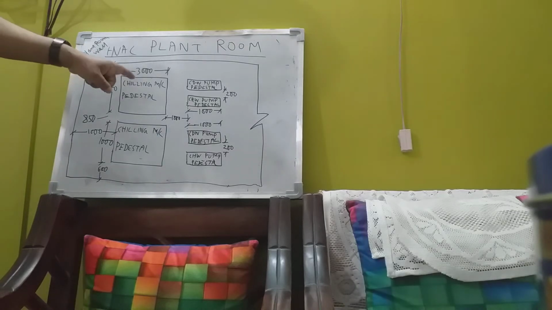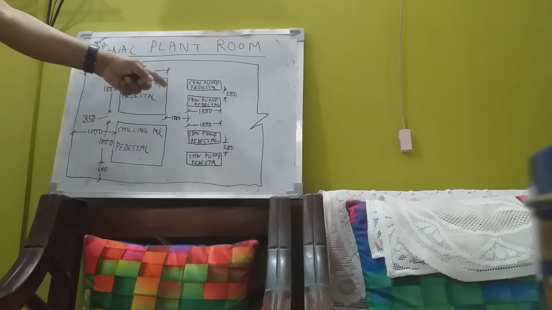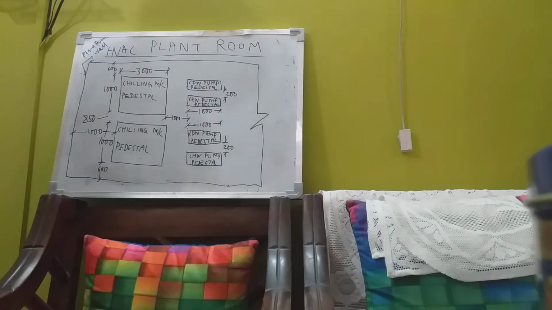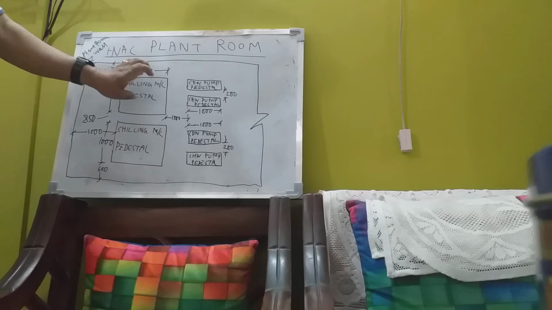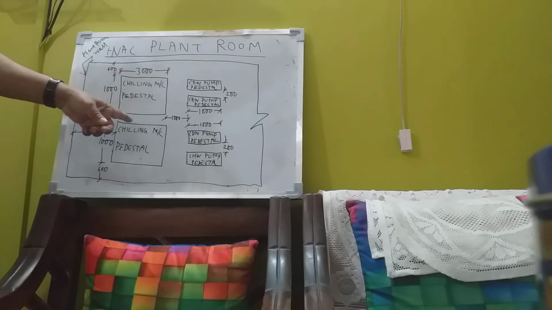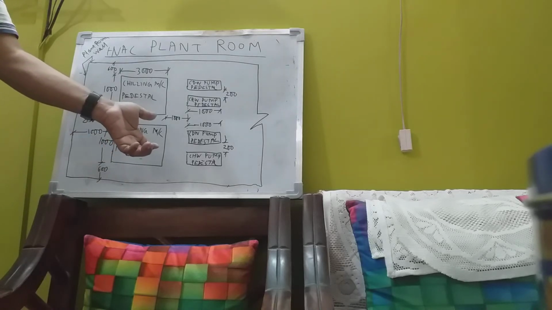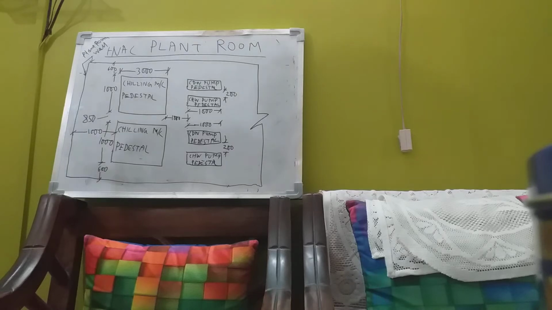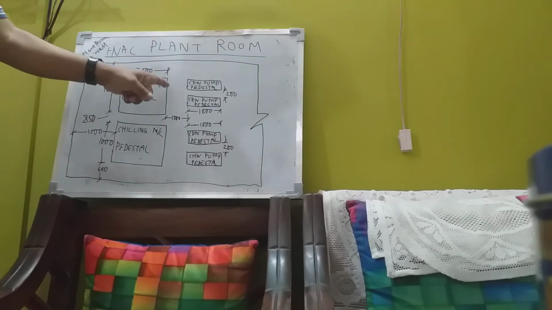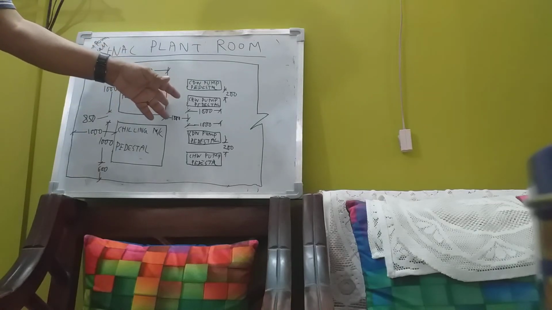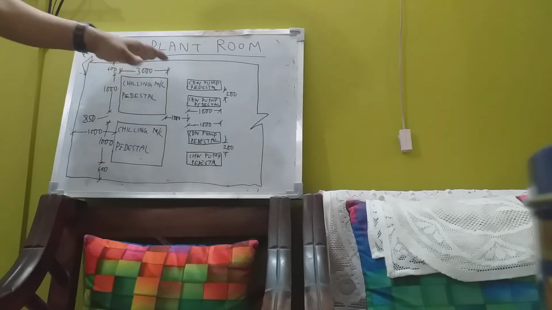There are two chilling machines, and these are the chilling machine pedestals. Pedestals means the platform on which the chilling machine rests. The pedestals are made of RCC, reinforced cement concrete. I have already shown you the sectional view of how the chilling machine rests on reinforced cement concrete. This platform is at a height of around 200 mm, with a depth of around 200 mm or 150 mm from the floor level. This is the plan.